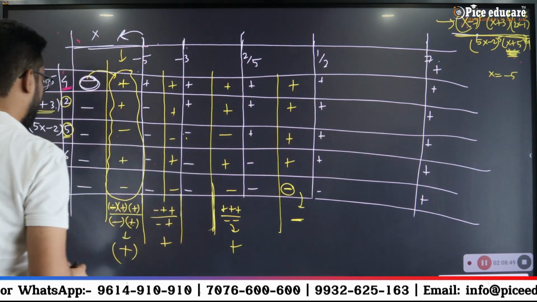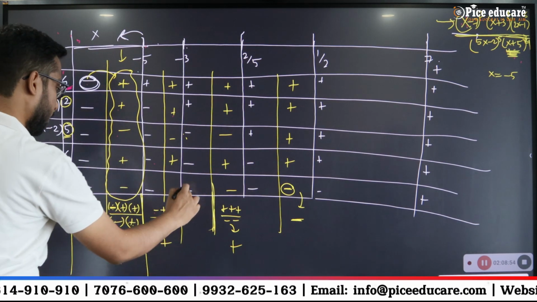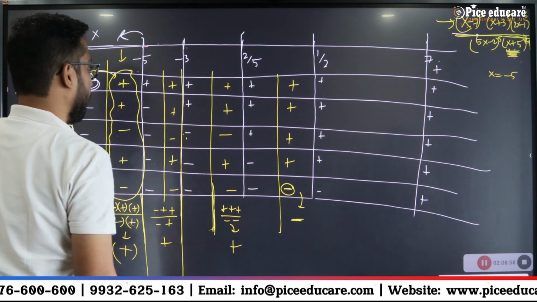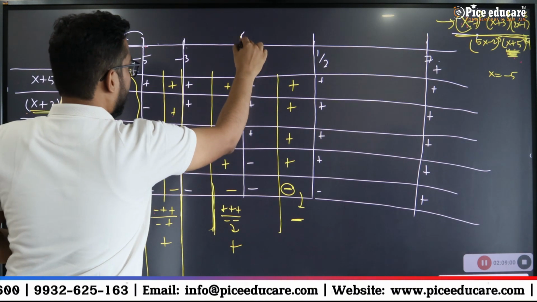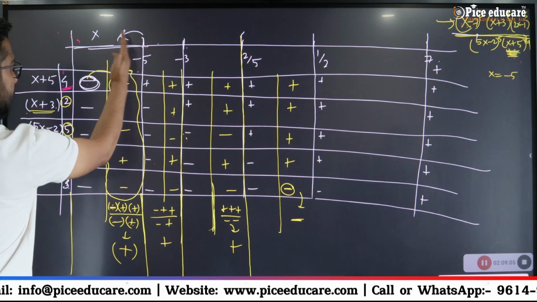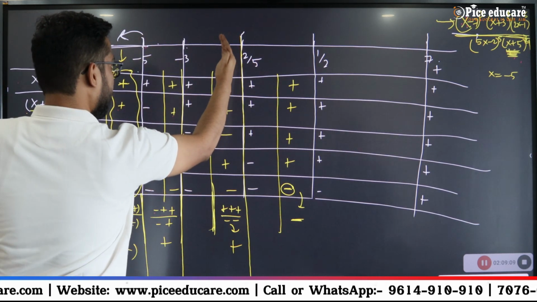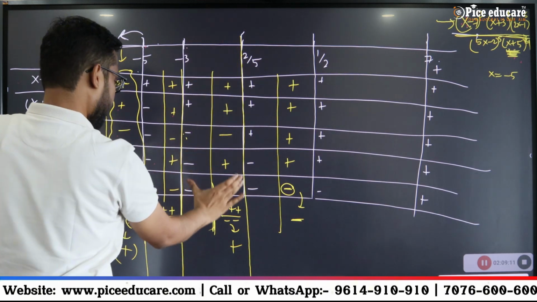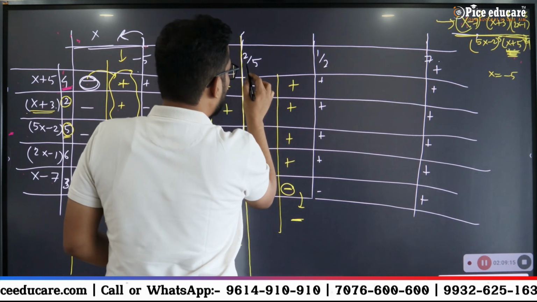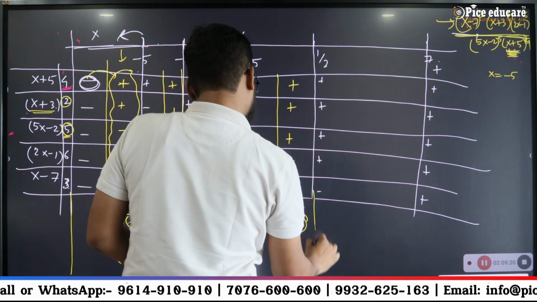So this is your column number 1. Okay, this is your column number 2. Okay, this is your column number 3. Okay, so less than minus 5, less than minus 3, bigger than minus 5, less than 2 by 5, bigger than minus 3, this zone. And then finally for this interval 2 by 5 and half, I have a net sign of negative.